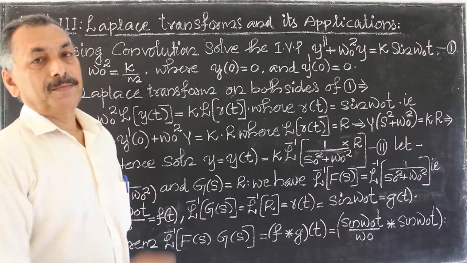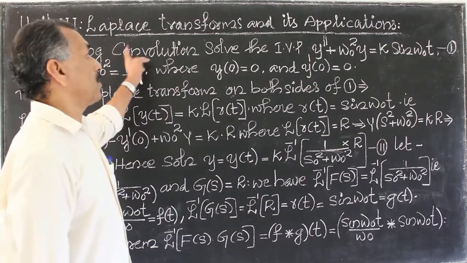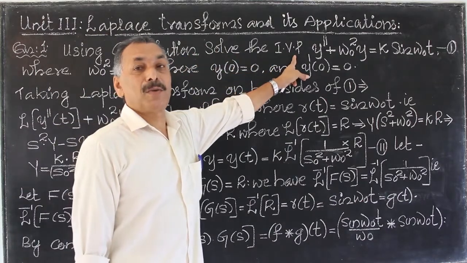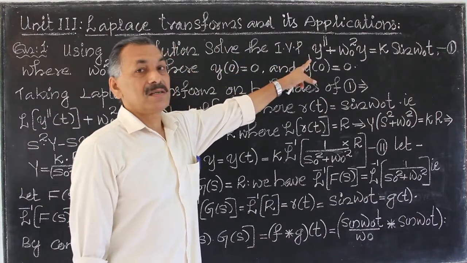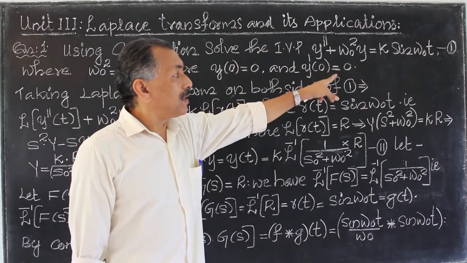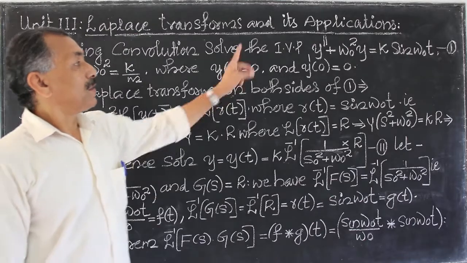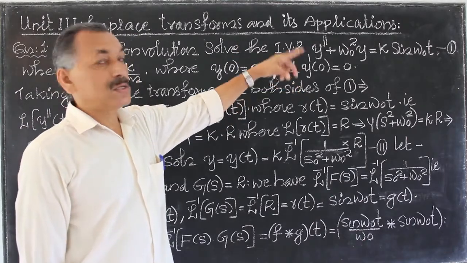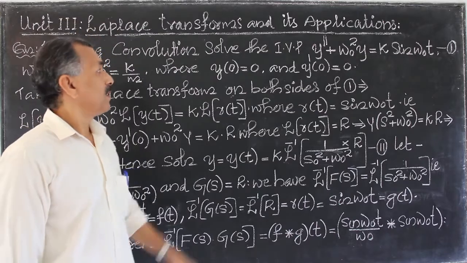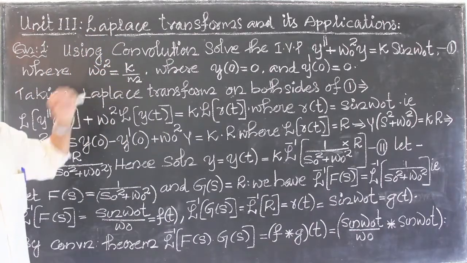Consider this problem. Using the convolution property, solve the initial value problem y'' + ω₀² y = k sin ω₀t, where ω₀² = k/m.